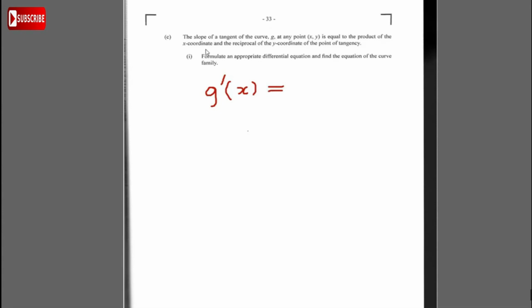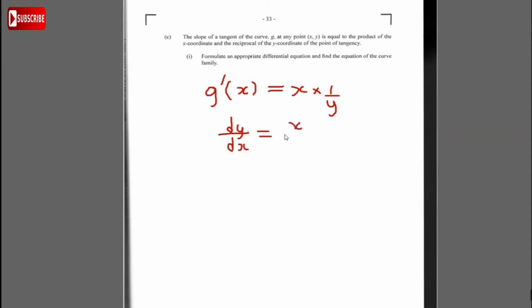So they're telling us that G prime of x is equal to the product of the x-coordinate and the reciprocal of the y-coordinate. The reciprocal of the y-coordinate is 1 over y, so it's x times 1 over y. So that's the differential equation. G prime of x is x times 1 over y. I'm going to rewrite G prime of x as dy by dx, the first derivative, and that's equal to x over y.